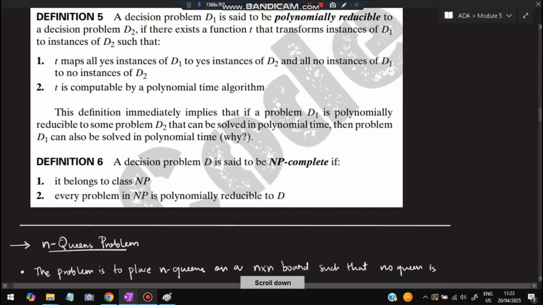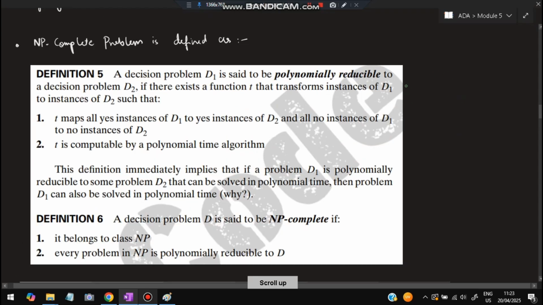A decision problem D is said to be NP complete if it belongs to the class NP and every problem in NP is polynomially reducible to D, which can be polynomially solved. So basically we are reducing the problem such that it can be solved polynomially. That is called an NP complete problem.